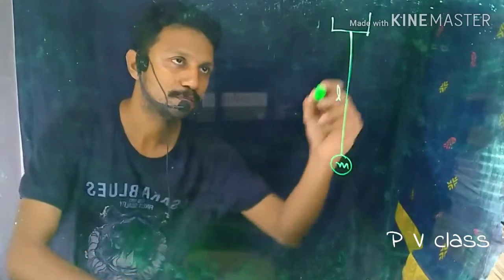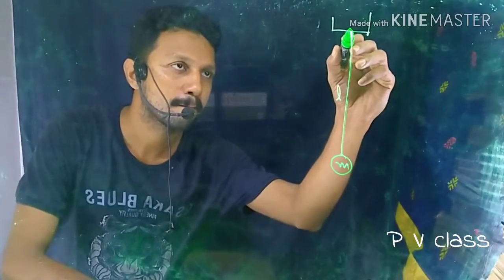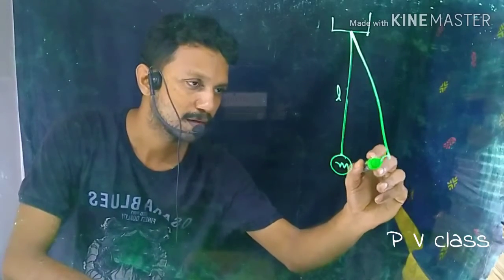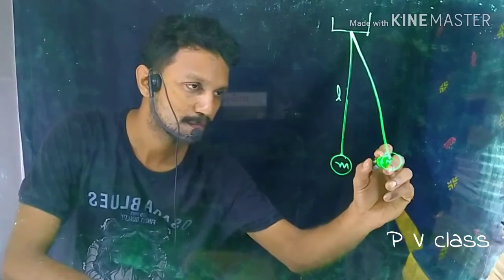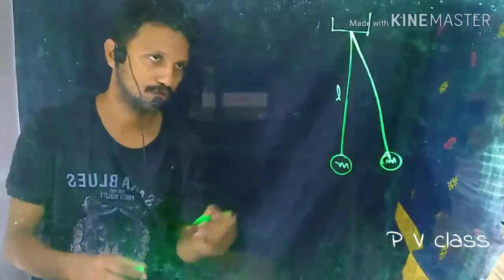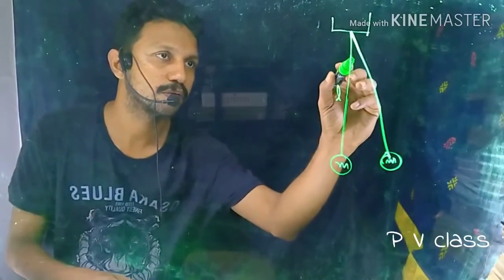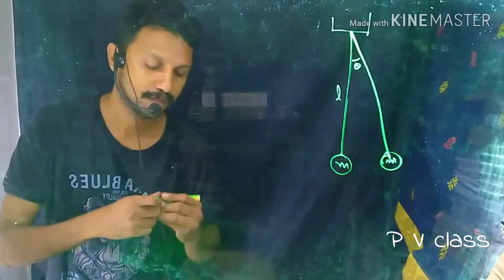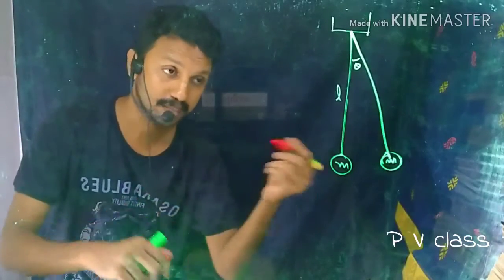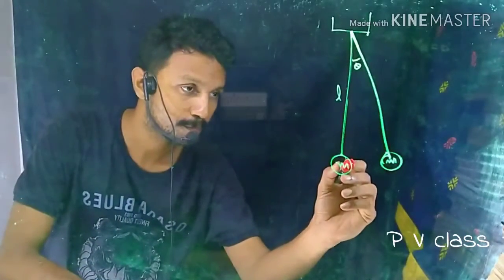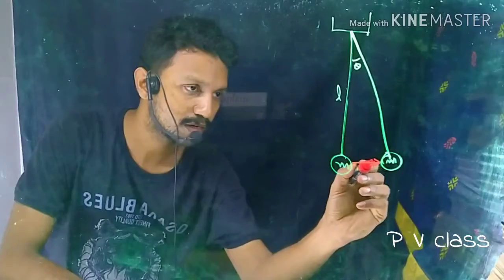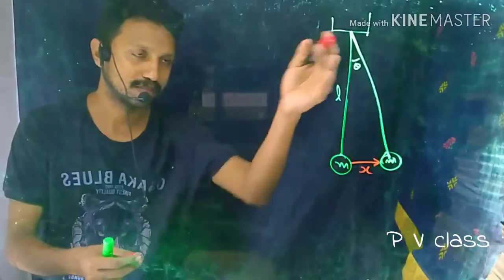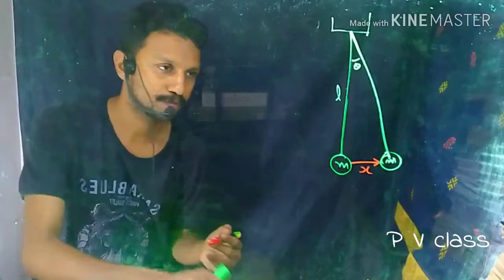Let me draw the displaced position of pendulum like this. M mass is displaced over here and it is displaced by an angle theta. The displacement that it is having, let's call it x. x is the displacement, theta is the angular displacement.